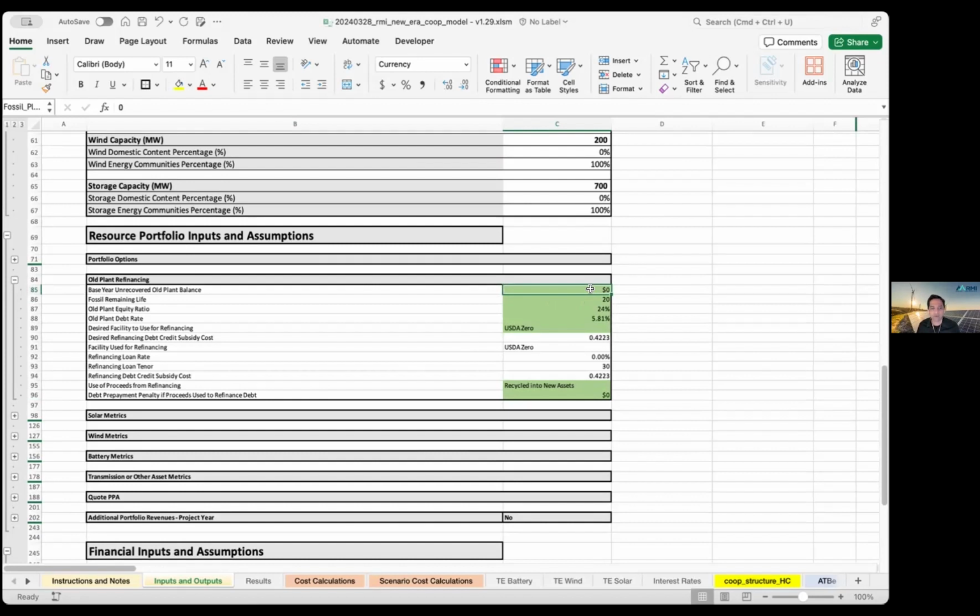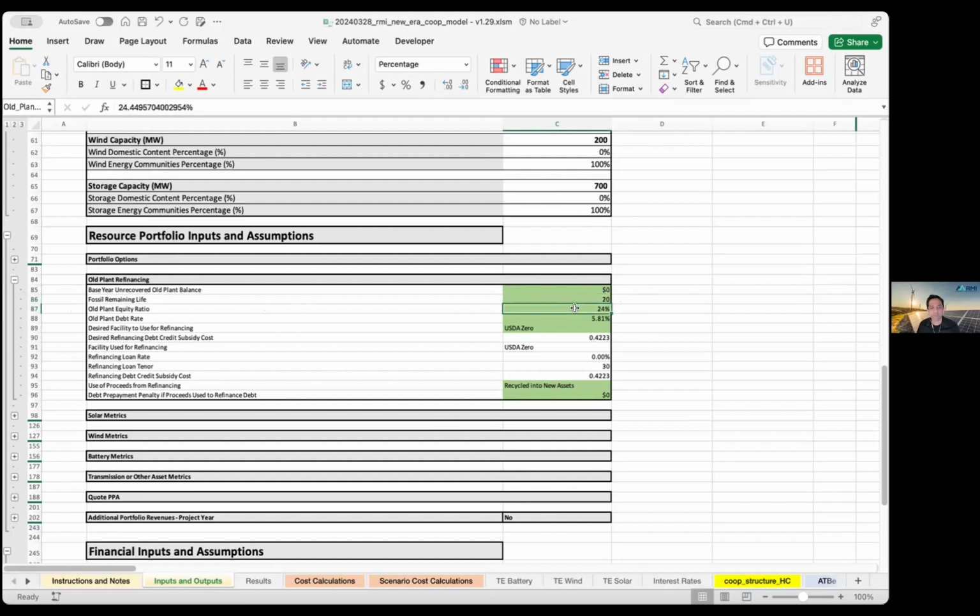You can enter in, for example, the unrecovered plant balance in the current year associated with that asset, or the debt that might be outstanding, or the unrecovered balance for rate making purposes can be entered in to row 85. You can set what the remaining current life for rate making purposes is of the asset or the remaining life of any debt that is maybe encumbering the asset.